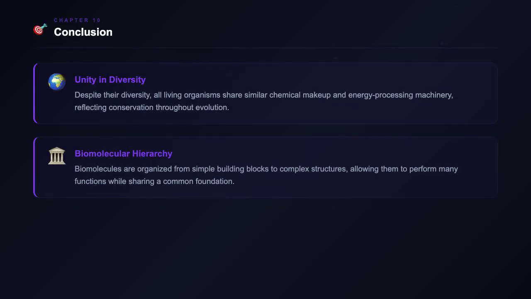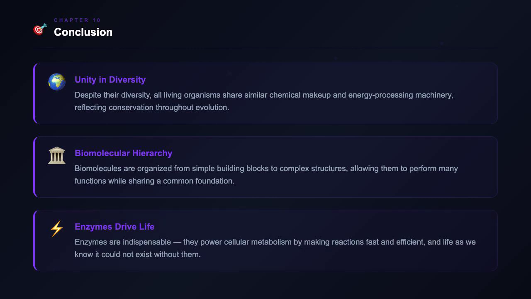Living organisms are very diverse, but their chemical makeup and energy processing are similar. This shows that the basic machinery of life has been conserved throughout evolution. Biomolecules are organized in a hierarchy, from basic building blocks to complex structures. This organization allows biomolecules to do many jobs while sharing a common foundation.